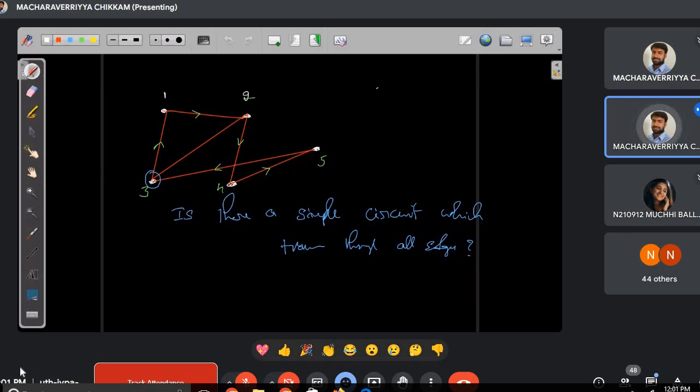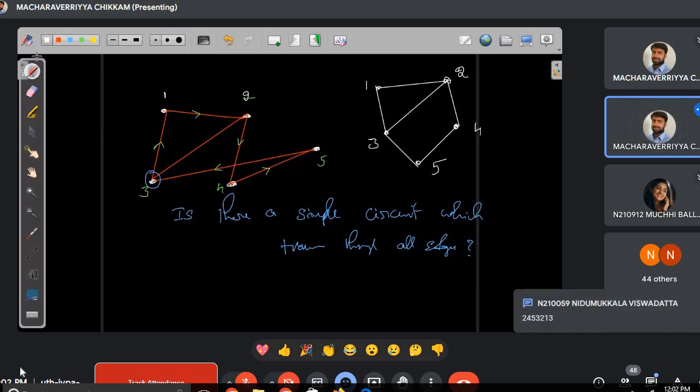So let me redraw this graph. This is the graph we have drawn there, right? The vertices are 1, 2, 3, 4, and 5. Now let us see what is a simple path here. So you are saying it is 2, 4, 5. Alright, 2, 4, 5. Then to 3.